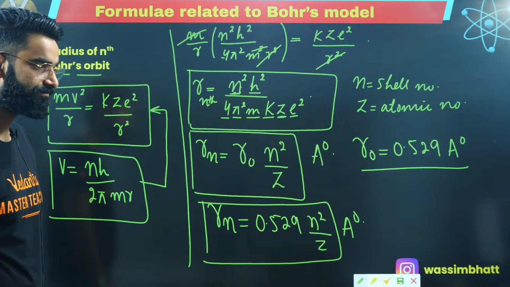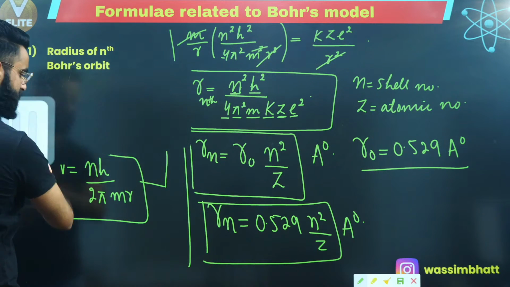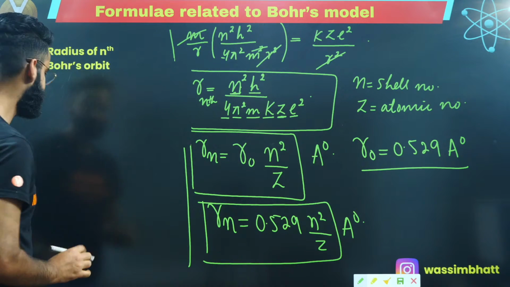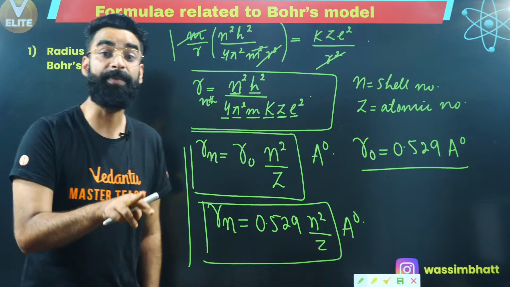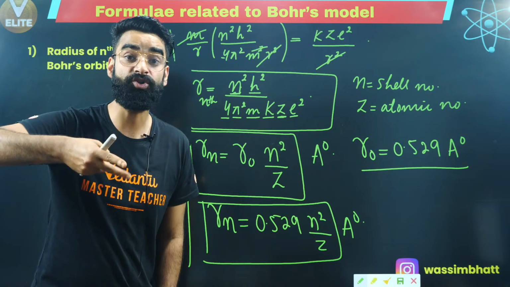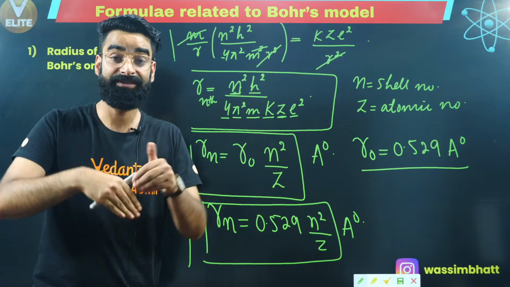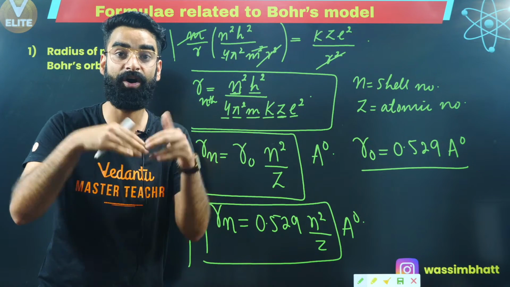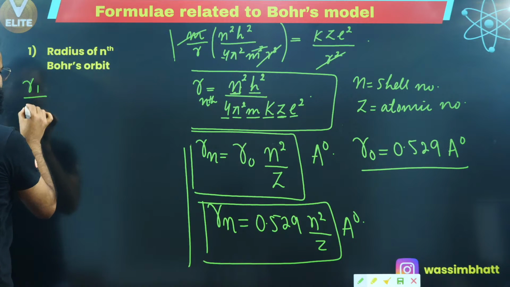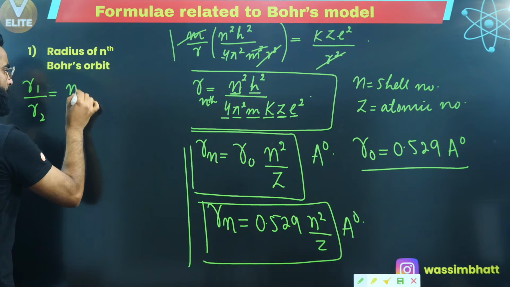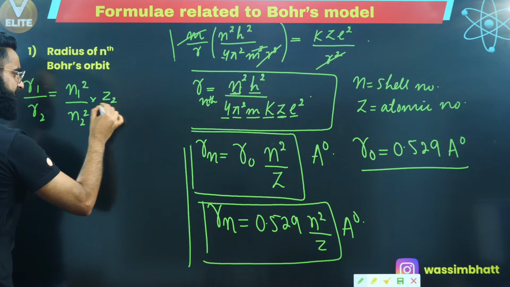Now people, one more important thing. I hope you got to know how this formula was calculated. Now guys, understand. From this formula, I can compare the radius of two Bohr's orbits of different atoms. How come? See, I'll be simply writing the formula R1 divided by R2 is equal to n1 square divided by n2 square multiplied by Z2 divided by Z1.